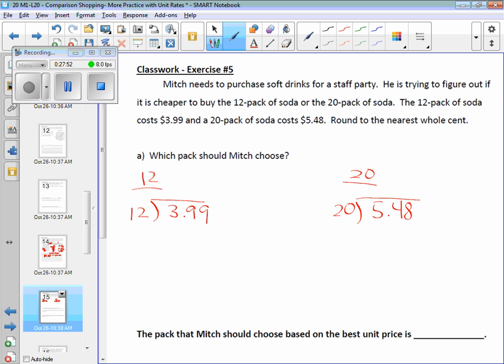Okay, now what I'm going to do, because of time again, I'm just going to tell you what you should have gotten if you did the division correctly. For the 12-pack, if you did the division correctly, you wind up getting, in actuality, 0.3325. Raise your hand if you got that. Now you got to round it to the nearest whole cent. What does it round to?